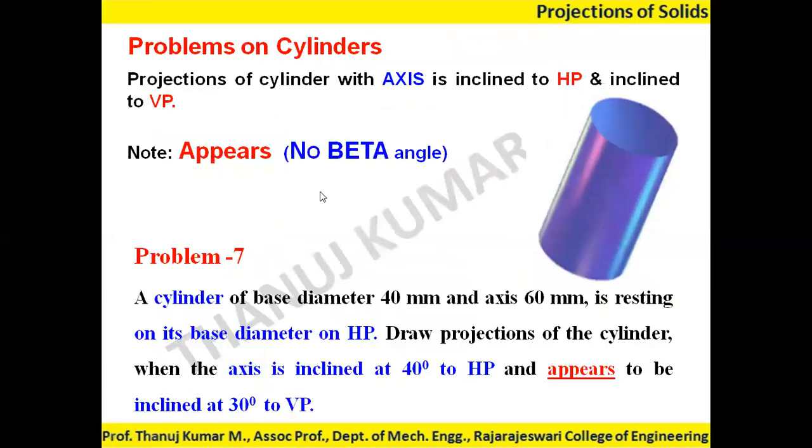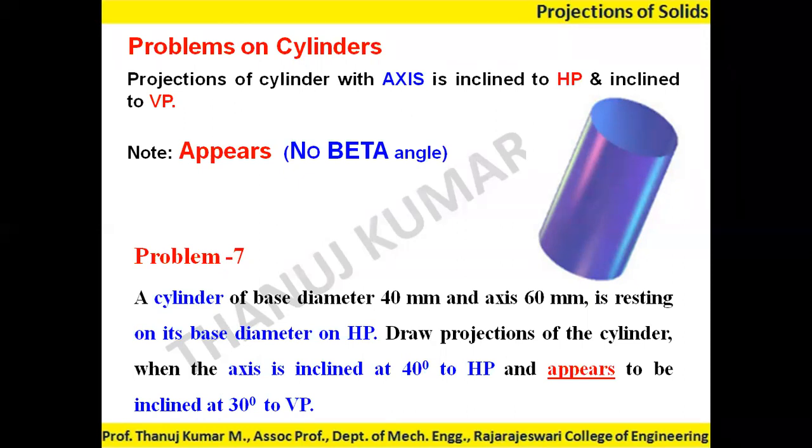So the problem definition is like this: problems on cylinders. Projection of cylinders with axis inclined to HP and inclined to VP. Here we are not going with respect to beta angle. In the sense, if there is the word appears in the problem, as I have already told in the class, you are not supposed to take beta angle, because the top view, or the apparent top view, which is in the fourth position, itself will be inclined at the given inclination.